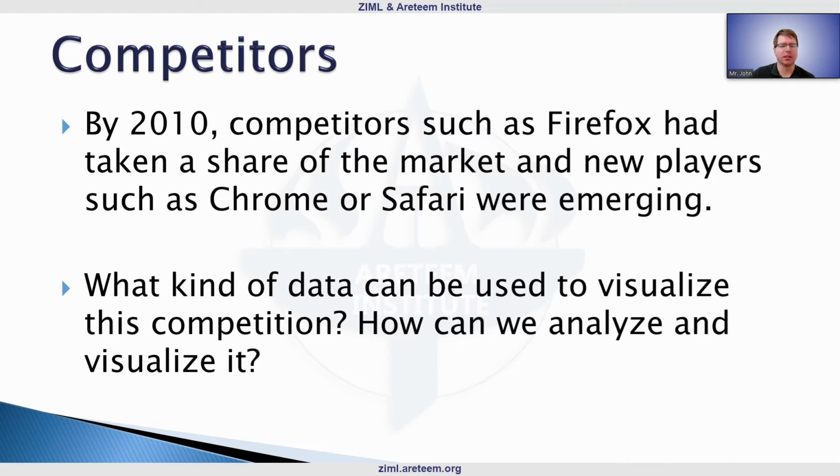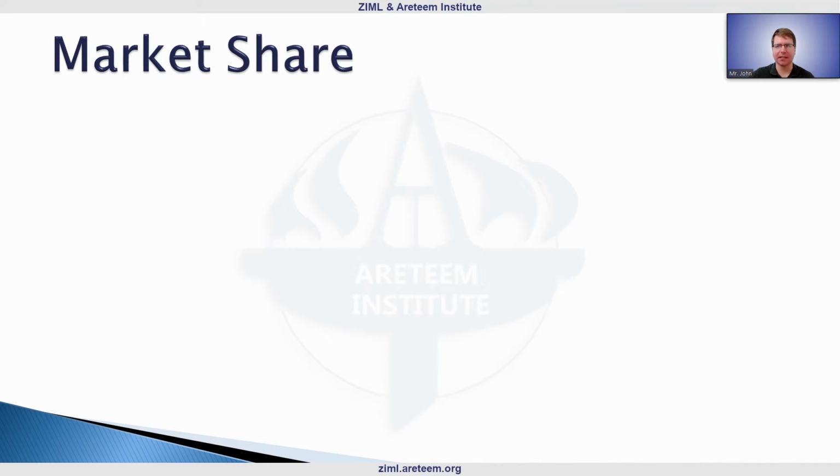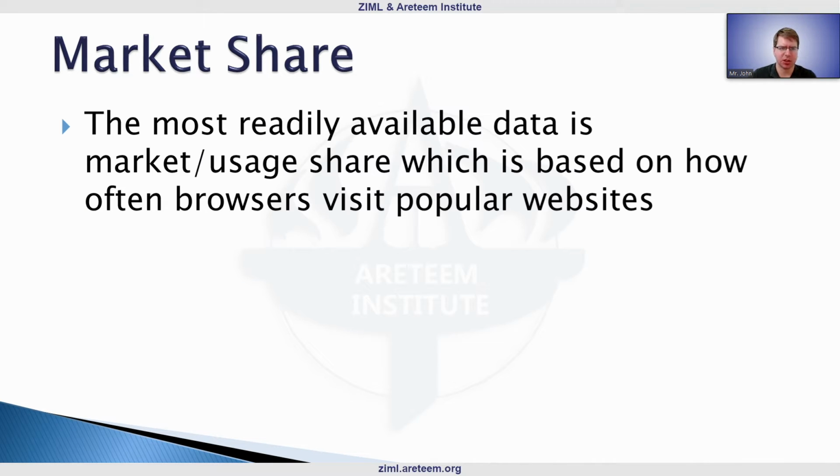So first, right, we want to kind of ask, what kind of data can be used to visualize this competition? How can we analyze it? How can we visualize it? And things like that. So our first type of data, and this is going to be the main data. This is the most common thing you will see if people are talking about browsers, right? Which browser is being used the most. It's this kind of idea of market share or usage share, right? It's based on how often browsers visit popular websites.